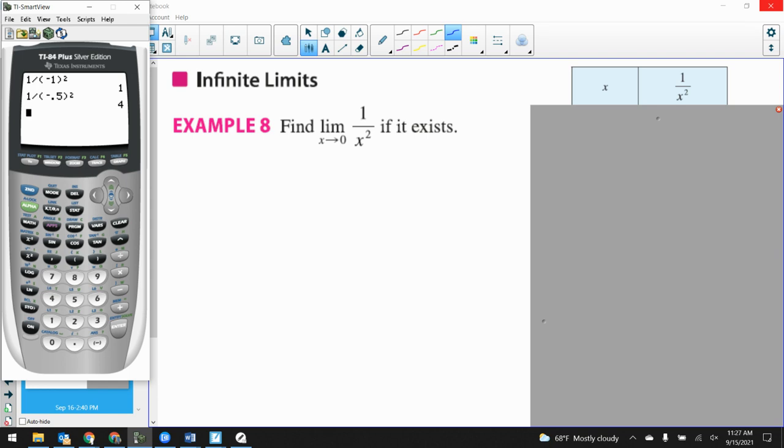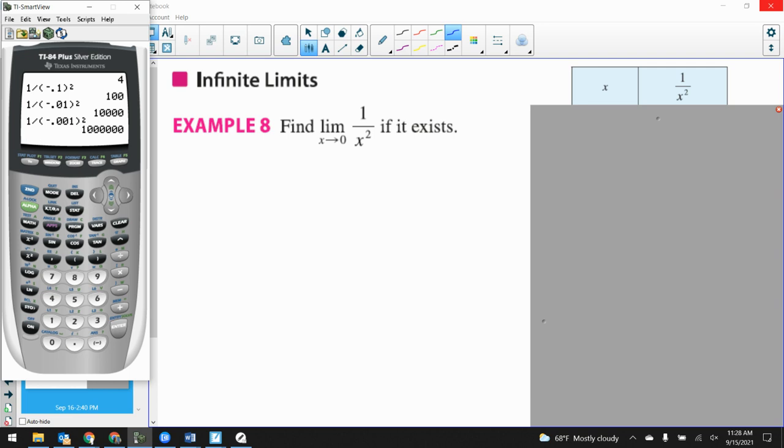Okay, let's see what's going to happen here. Negative 0.1. Whoa, that escalated quickly. What about negative 0.01? Whoa. What about inserting a 0?